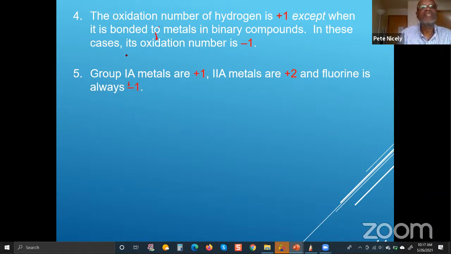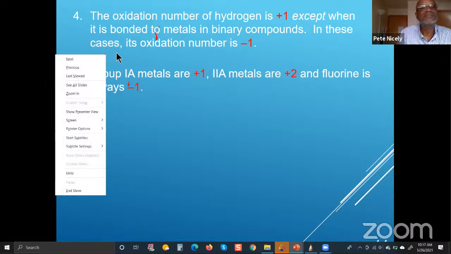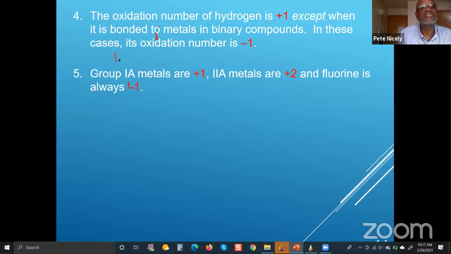So an example, in the case of, let's say, HCl, the oxidation number of hydrogen is +1, but in the case of sodium hydride, the oxidation number of hydrogen is -1, right? Because in this case, the hydrogen is combined with a metal, all right?